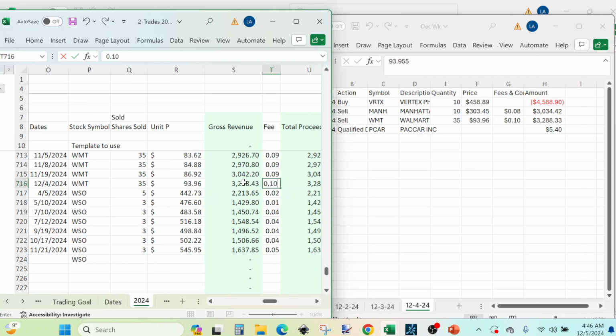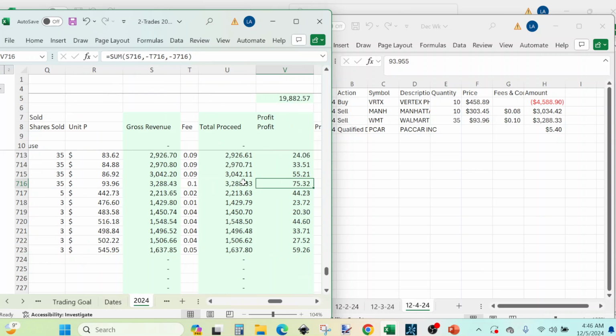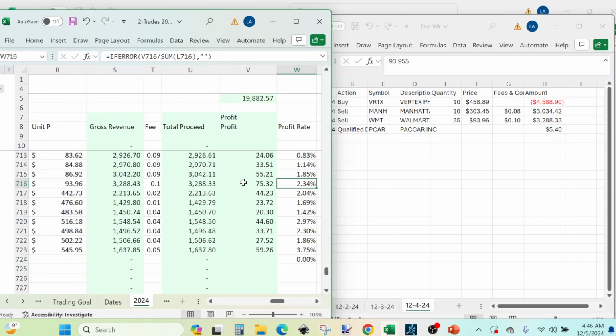So the fee went up a little bit, 10 cents, and we made $75.32 there, or 2.34% profit rate. So now we have all our swing trades of yesterday recorded. We will go to the dividend.